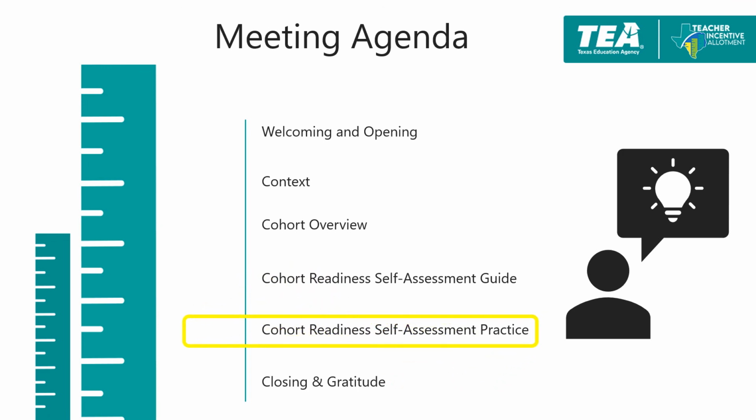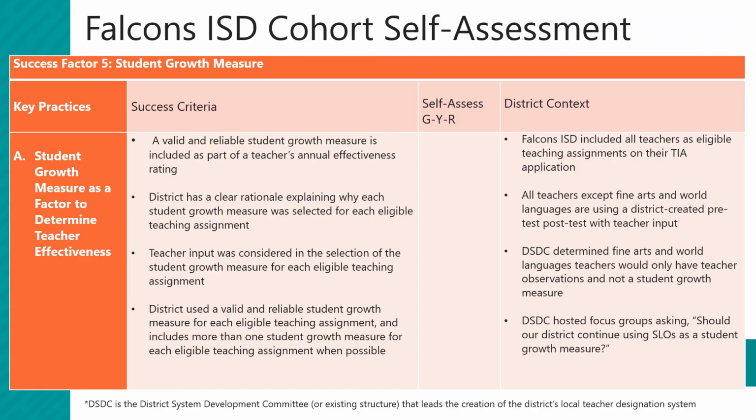Now that I have shown you how to craft a district context, come up with questions, as well as next steps, in addition to determining the level of readiness using green, yellow, and red, it's time for some work time. We're going to use the Readiness Self-Assessment Guide in order to practice identifying district context, level of readiness using green, yellow, red, questions and next steps for Falcons ISD.